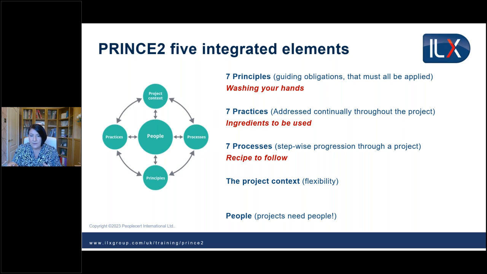Now, thinking about the project context, this is where PRINCE2 is thinking about how flexible PRINCE2 needs to be. The project environment itself can come in lots of different shapes and sizes. And we need to make sure that how we are managing the project is in the best way for that particular environment. So if we're thinking about producing a cottage pie, is that cottage pie a microwave meal, a cottage pie for one? Is it a family cottage pie? Is it a manufacturing company who's creating cottage pies? The environment can be very different. And therefore, how we are going to manage that might be very different.